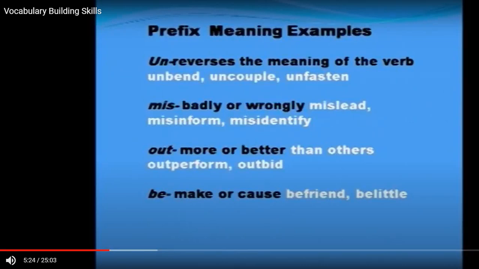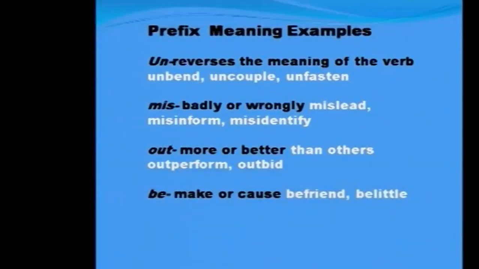Be is make or cause. Befriend, that is to become friendly. Belittle, that is to put down somebody. So look at the way the prefixes have been attached to the root word. We had 4 prefixes here: un, mis, out and be. So there are so many words that just have a root word, add a prefix, and a new word is formed. So if you know the root word, then you can form a number of new words. Let us move on.